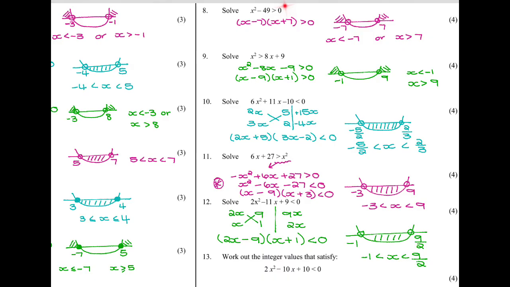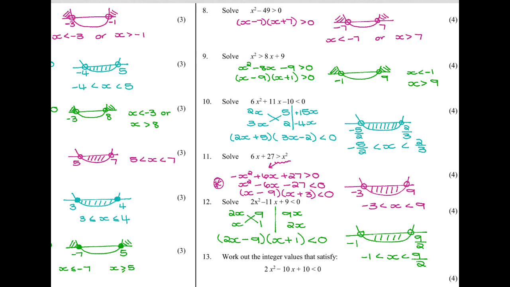Right, so there's questions 8 up until 12 that you can see. So for question 8 again, you have the difference of two squares. Question 9, you need to get this over to the left-hand side and then factorize it. Question 10, you factorize either using my method or any other method. So you get fractions, which is absolutely fine.